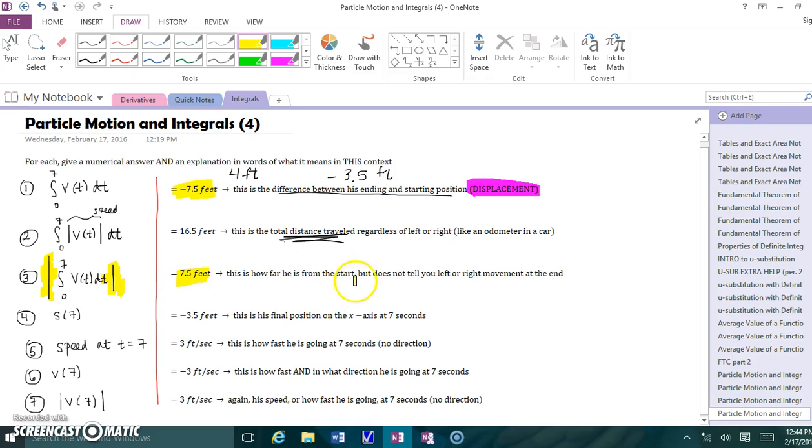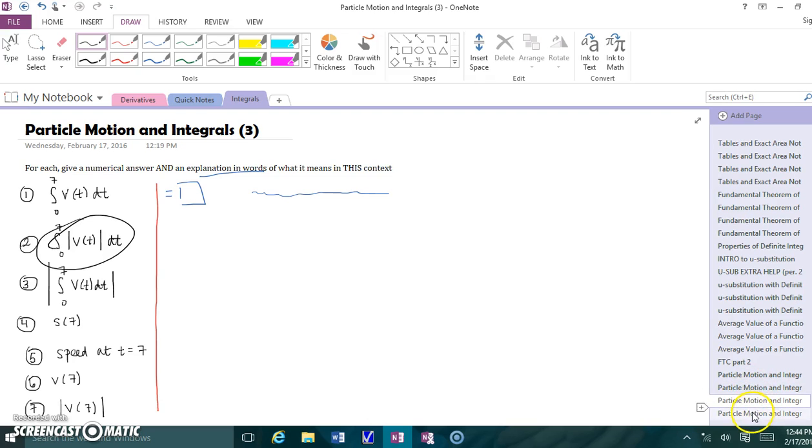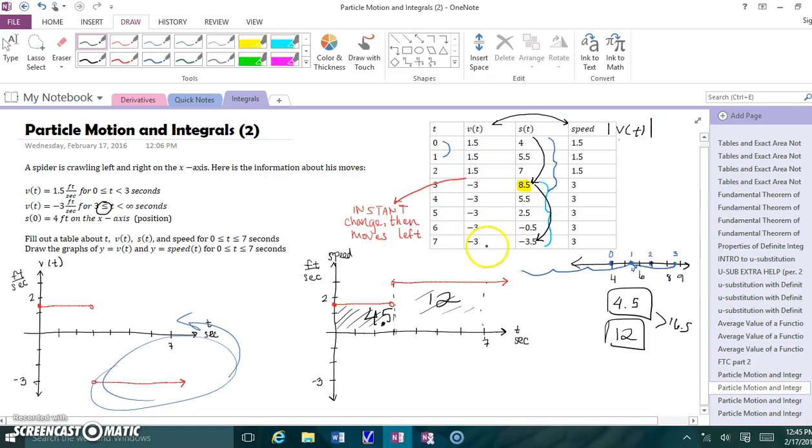This is how far the spider is from his starting position, but it doesn't tell you left or right movement at the end. So here, the fact that it was negative meant that he was left of his starting position. And that's true because negative 3.5 is left of 4. Here, the answer is just 7.5. So that means the spider is 7.5 feet from where it started, but we don't know if it's left or right. S of 7, that's his position at 7 seconds. So if you look at the graph here, actually, no, it won't be on the graph. But if we look at the table, the position at 7 seconds is negative 3.5.